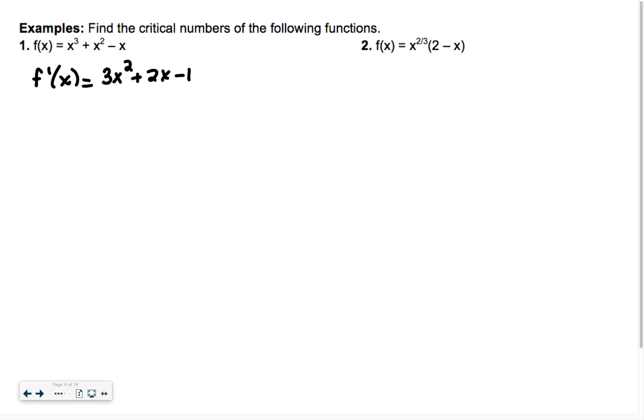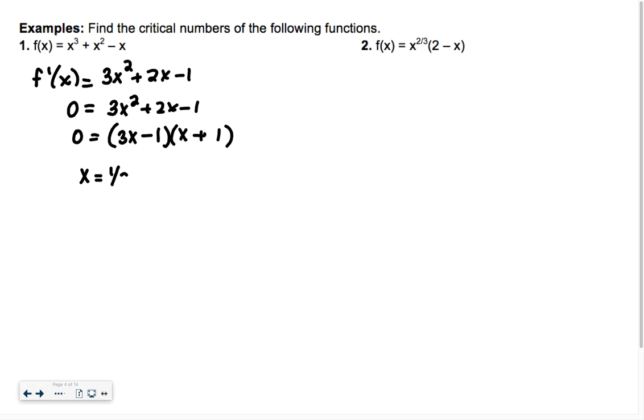So our critical numbers occur when our slope is equal to 0 or slope is undefined. Is the slope ever going to be undefined here? No. So we set it equal to 0, and we factor. So we have 3x and x, 1 and 1, and we want our outer and inner to combine to be 2. So we want a positive on the outside and a negative on the inner. So we get two critical values. We get 1/3 and we get -1.